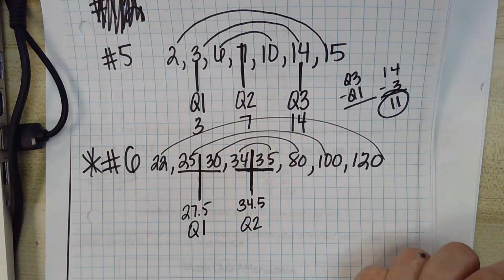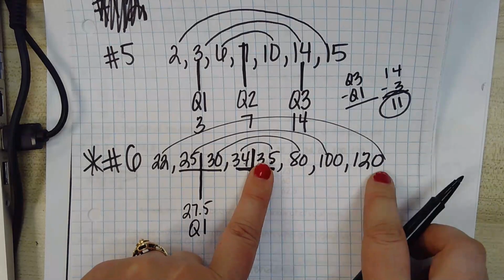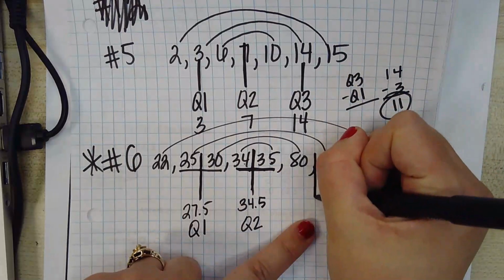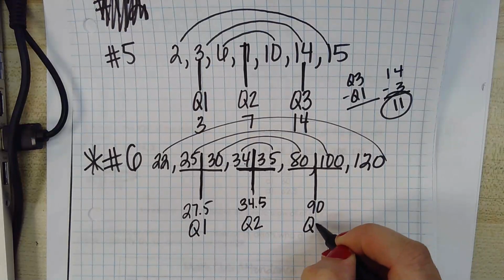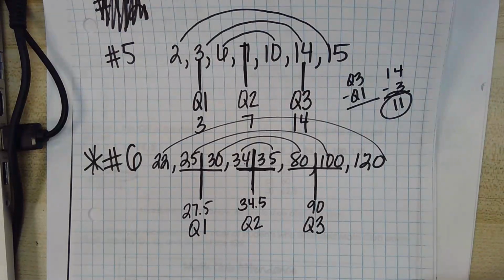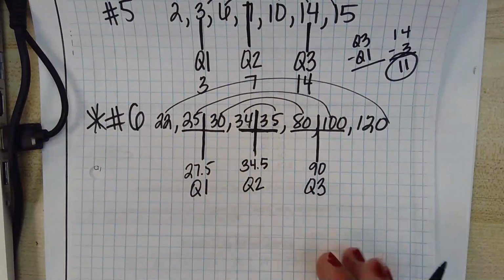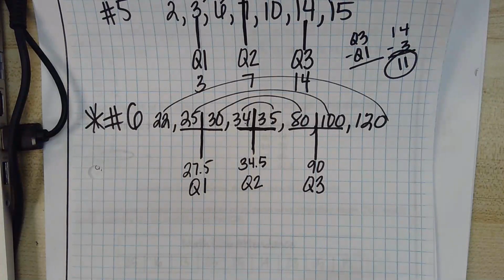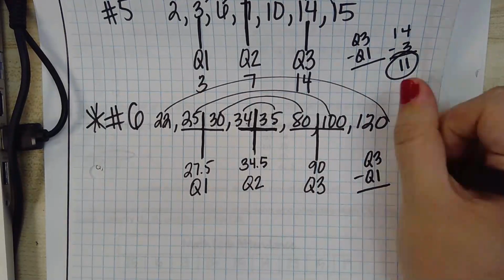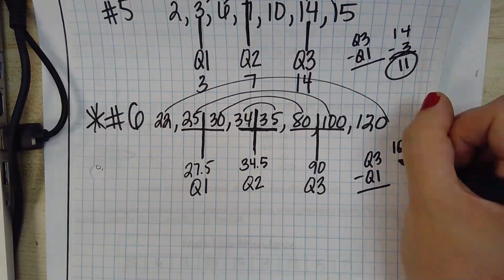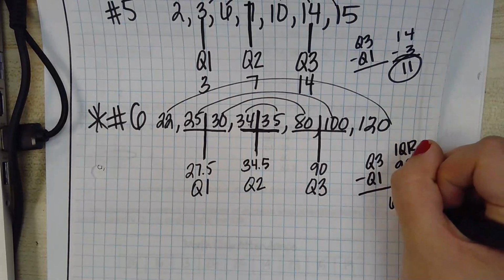Now in our upper group, we have 35, 80, 100, and 120, and we see that there's not an exact middle, and we got to make one, and it's going to be 90. So we have our Q3. So that is the lesson from yesterday, identifying Q1, Q2, and Q3. Quartile 1, quartile 2, and quartile 3. Interquartile range is taking Q3 minus Q1. So our IQR here is going to be 90 minus 27.5, and you get 62.5.